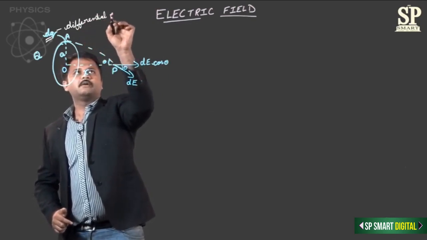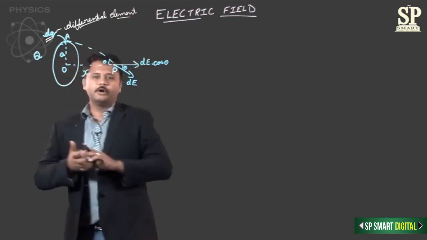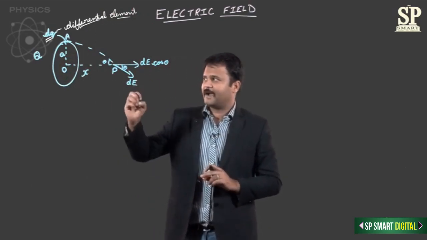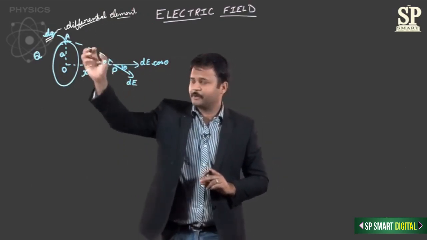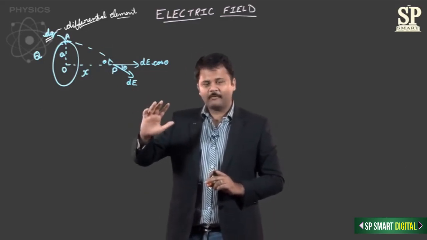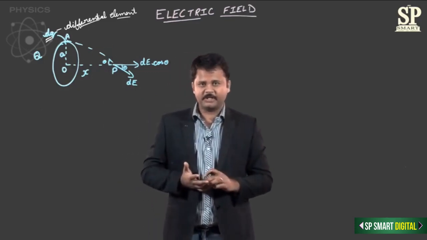And then the differential element is an analog to a discrete charge. Then what we say is that we will find out the electric field due to this particular differential charge dq, and then if we want to find out the total electric field, we will again apply the principle of superposition.